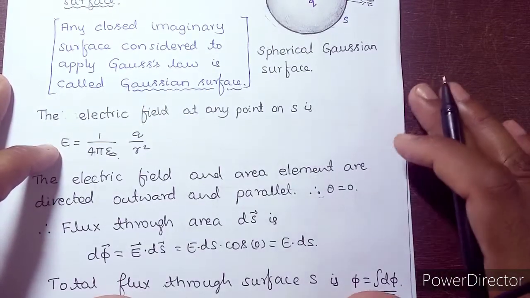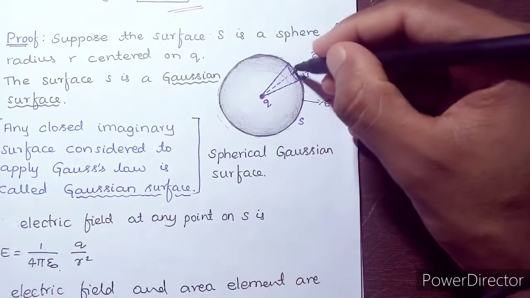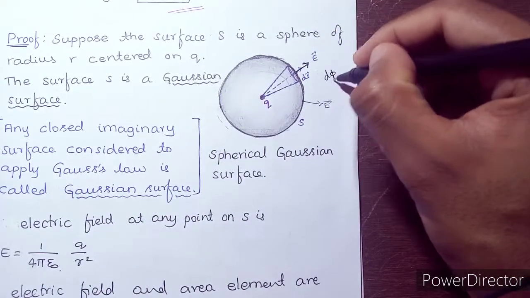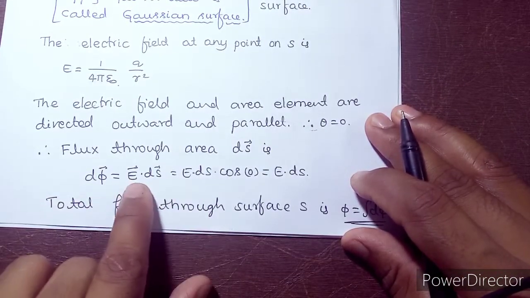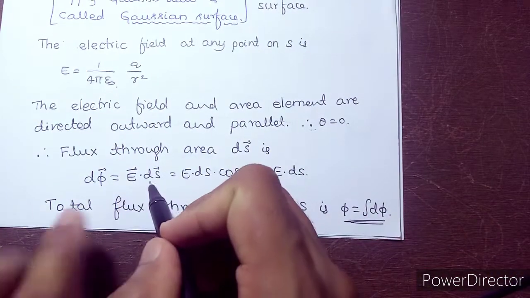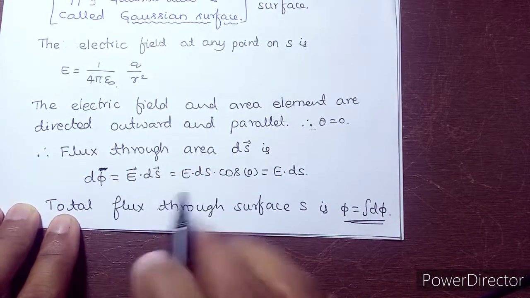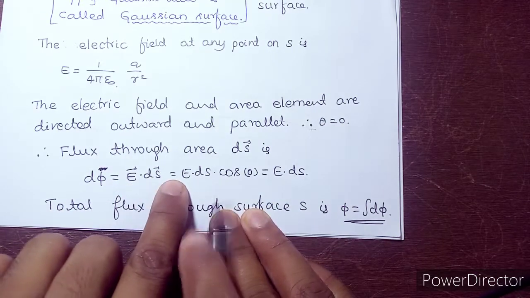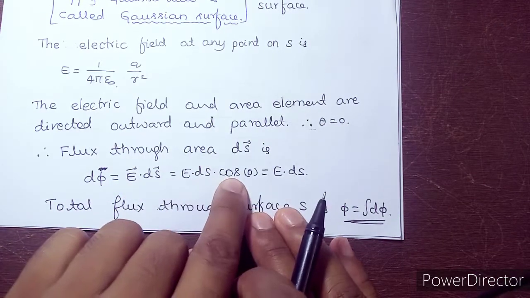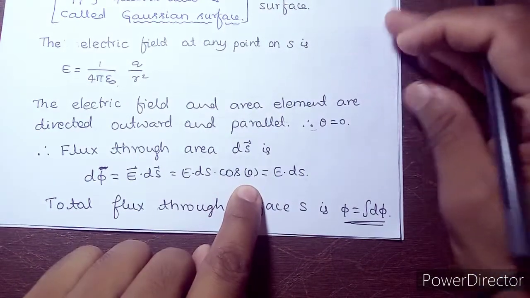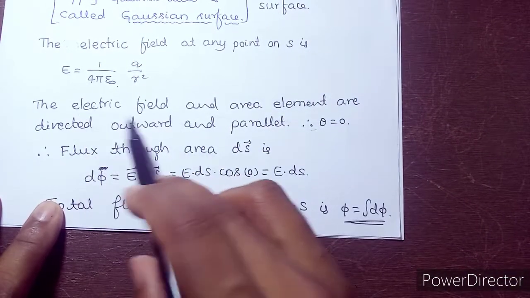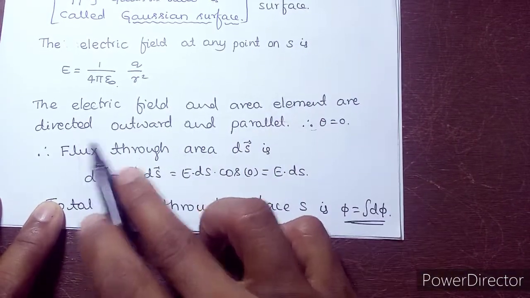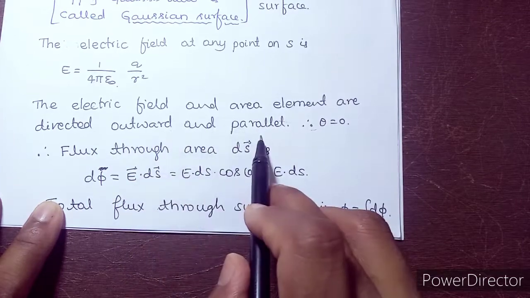Then the electric flux through this area, let's consider dphi through this area ds, is given by dphi is equal to E dot ds. This is a dot product, and actually it is a scalar quantity, so E dot ds is equal to E ds cos theta. What is theta here? Theta is the angle between the electric field and the area vector. The electric field and area element are directed outwards and parallel, so theta is equal to 0.